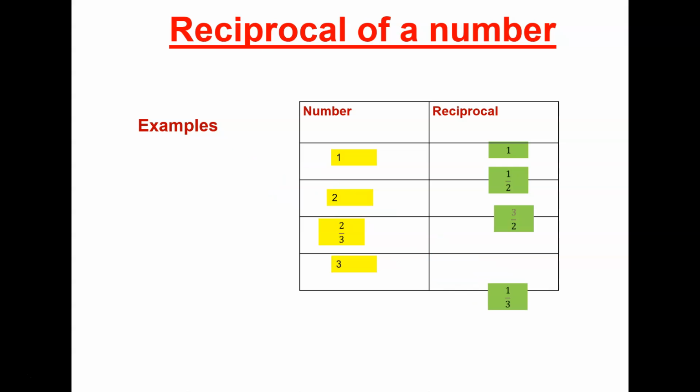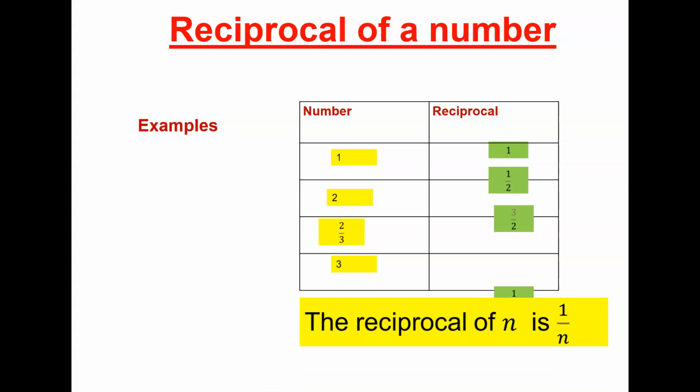And the reciprocal of 3 is 1 over 3. What's happening here? This is what's happening. The reciprocal of any number n is 1 divided by n. So if I ask you, what is the reciprocal of 5? You will write down 1 over 5. If I ask you, what is the reciprocal of 7? You will write down 1 over 7.